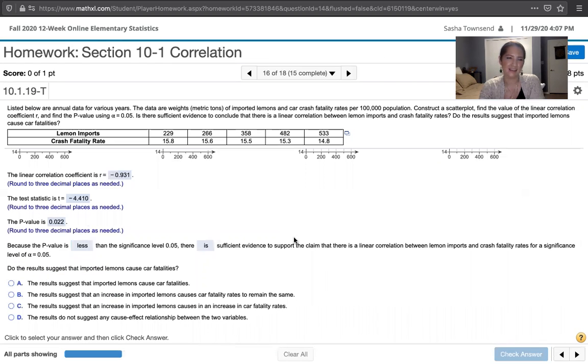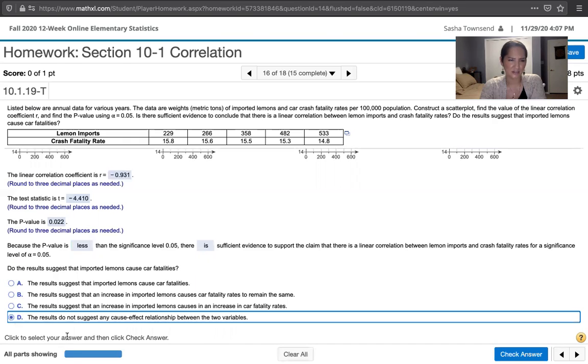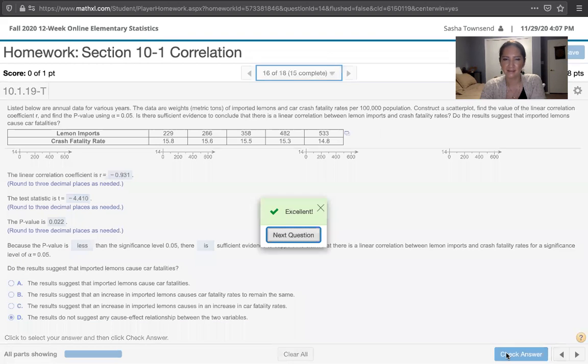Okay, now the last question says, do the results suggest that imported lemons cause car fatalities? Does having more imported lemons cause people to die in car crashes? No. There is no cause or effect relationship implied by correlation. So D is our answer. It says the results do not suggest any cause and effect relationship between the 2 variables. And that's it.